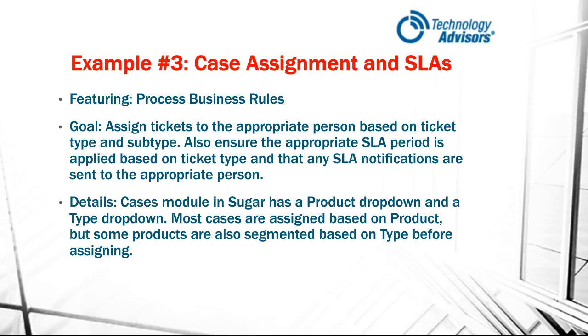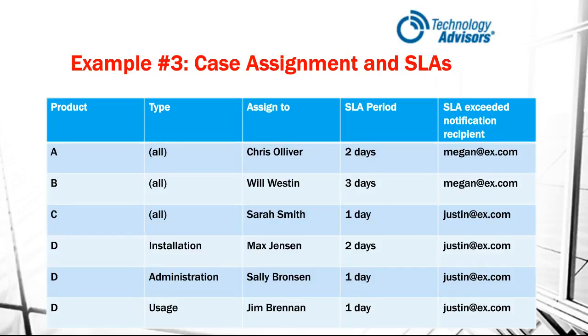Most of our cases are going to be assigned based off of the product, but some products are sub-segmented below that based off the type before we're assigning them. And so here's a table just kind of showing you how we're looking to assign our tickets in this example, our cases. So for product A, B, and C, it's pretty simple. All of the tickets go to one person per product. So product A, for example, goes to Chris Oliver and has a 2-day period. Product B goes to Will Weston and has a 3-day period.